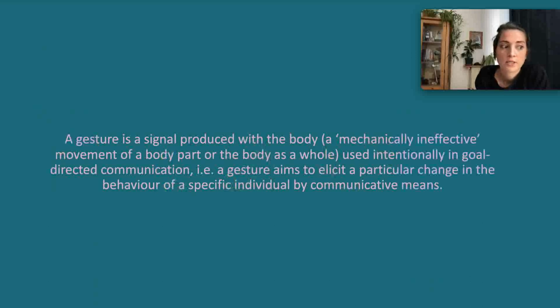Generally, we define gestures broadly as signals produced by the body, so movements of body parts or the body as a whole that are mechanically ineffective and used in intentional goal-directed communication. So with the gesture, the signaler aims to elicit a certain particular response in the recipient, a behavioral change, by using the gesture, so by communicative means and not by force.